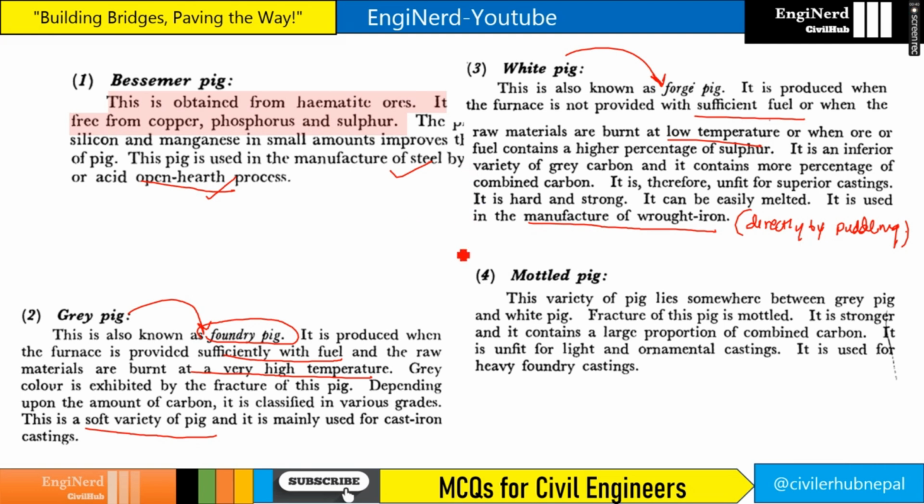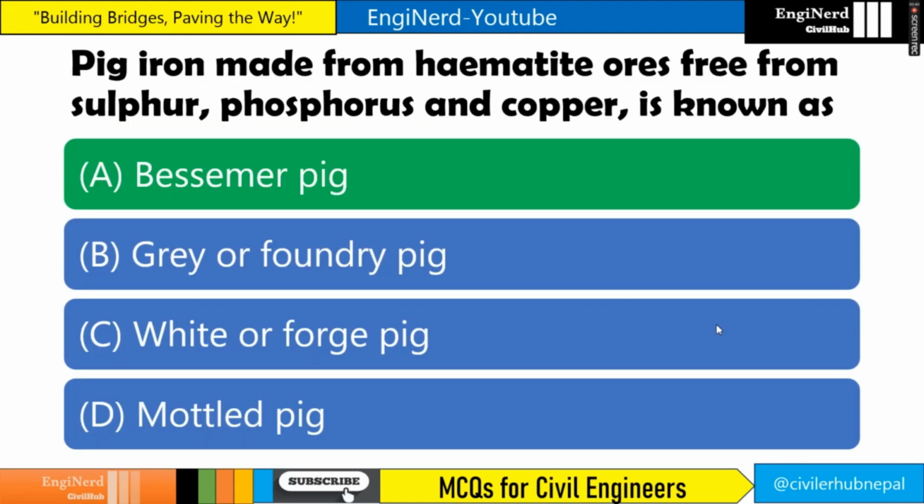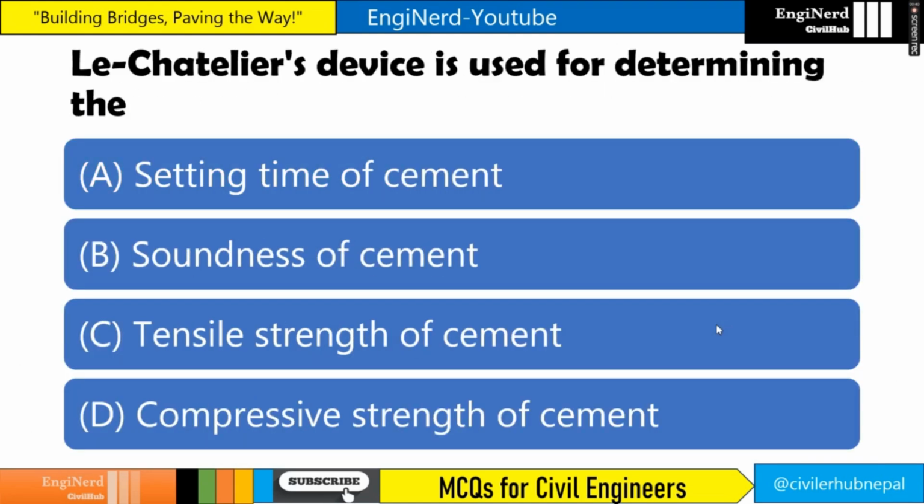And if you consider mottled pig, the important thing about mottled pig is it is unfit for light and ornamental castings, right? Pig iron, so the answer is Bessemer pig.